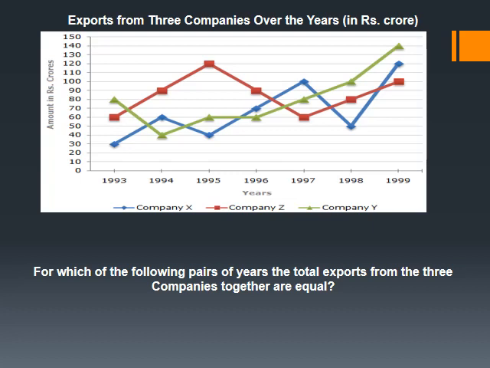For example, in 1993, the company X export amount is 30 crores, red one is 60 crores, green is 80 crores. So 80 plus 60 plus 30 will be 170 crores. Then for 94, look at the numbers to add: for green it is 40, for blue it is 60, and for red it is 90. So 90 plus 60 plus 40 will be 190. Like that you have to add and find out which 2 years have the same total.